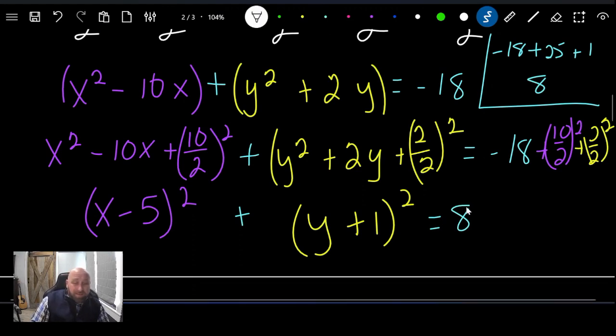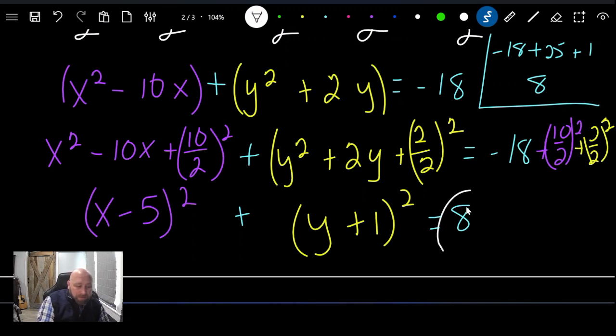So here's something that a lot of students miss. This number right here is not our r. That is our r squared. Okay? So our r squared is 8, so we need to find r. So let's go ahead and put another box right over here, and we'll put our 8, should be easy to see, right?